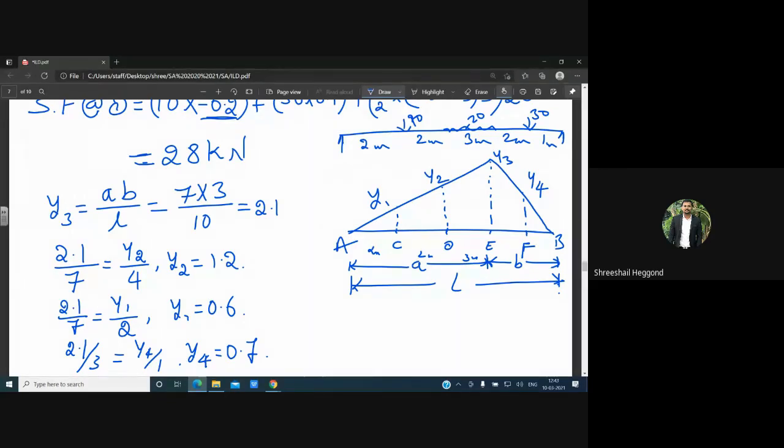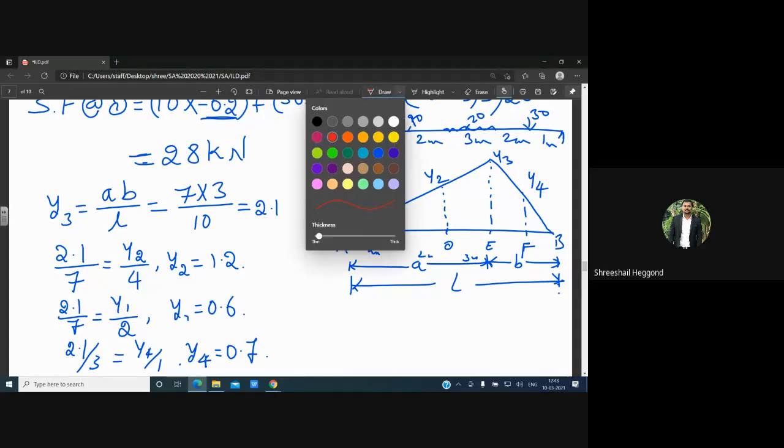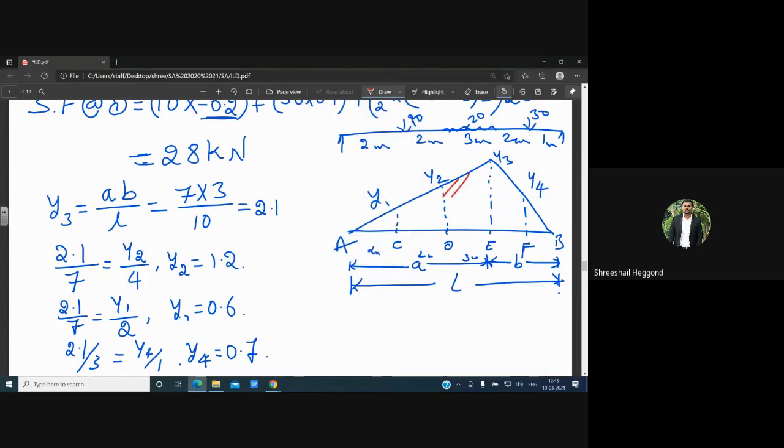All ordinates are calculated. Once the ordinates are known, the bending moment at E point can be easily calculated by multiplying the ordinates with the applied load. If it is a concentrated load, multiply the ordinate; if it is a UDL, you need to multiply the area under the load. Here there is a UDL, therefore we take the area under the UDL, and that area is between Y2 and Y3.